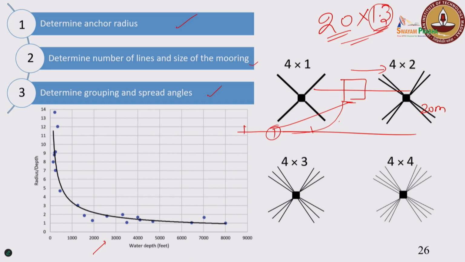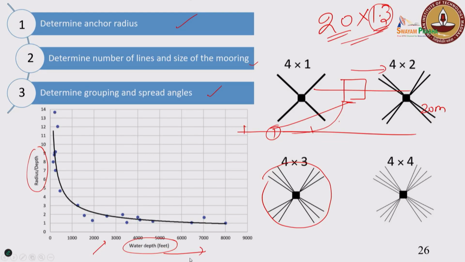Okay, so now selecting the anchor radius. We said this is the anchor radius basically, correct, this is your anchor radius. This anchor radius to depth ratio is not a fixed number, so depending on the water depth that will again change. Here you can see that for increasing water depth it is approaching 1, but when you are dealing with your floating structure in shallow water, you cannot have your anchor radius the same as the water depth.